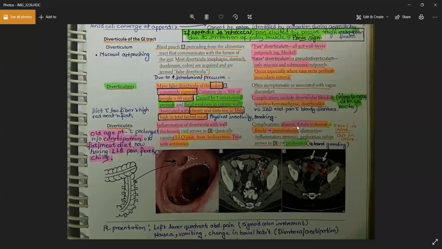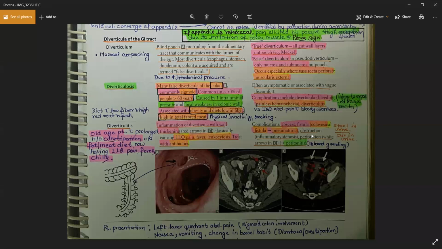Obstruction can happen, okay, because you can also have healing with fibrosis sometimes, right? Or sometimes inflammatory stenosis can also happen because of the overgrowth. Whenever there is inflammation, there is hyperplasia, there is wall thickening, right? And this wall thickening can also lead to obstruction. So whenever you get a patient with acute diverticulitis, they can also present with constipation and abdominal distension. On endoscopy, you will see some kind of obstruction. So do not confuse this with cancer or with a tumor, right? Obstruction can also happen in case of diverticulitis.